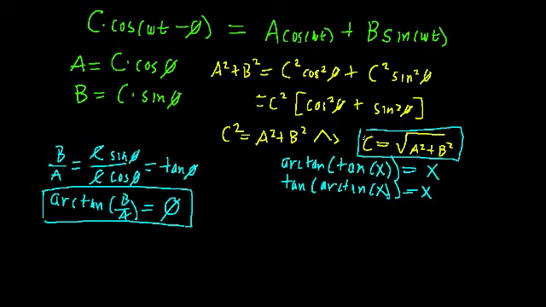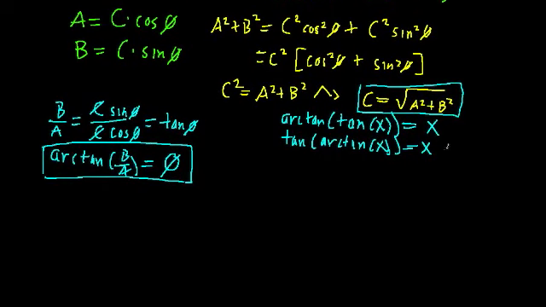Now, I want to show that if we were to plug in these values for C and phi in this equation, we should hopefully get back this exact same equation. So let's try and do that out. With C cosine of omega t minus phi, let's rewrite that. We're going to get the square root of A squared plus B squared times cosine of omega t minus our phi term, which is arctan of B divided by A.